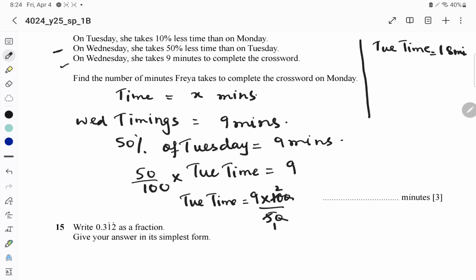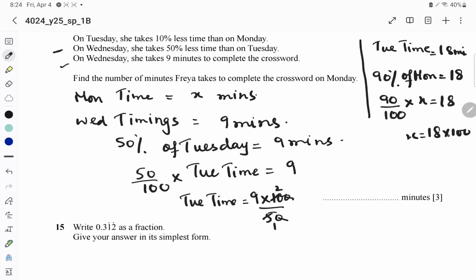Now go up. On Tuesday she takes 10% less than Monday. So 90% of Monday timing is 18, which is Tuesday. So 90 over 100 into the Monday timing, we took X, equals 18. X equals 18 times 100 divided by 90. So you can cancel 9 times 2, 2 times 10 is 20. So 20 minutes is the timing on Monday.